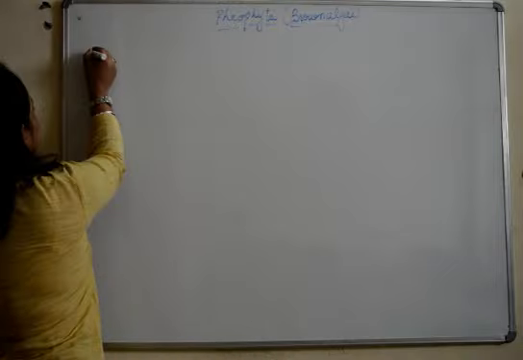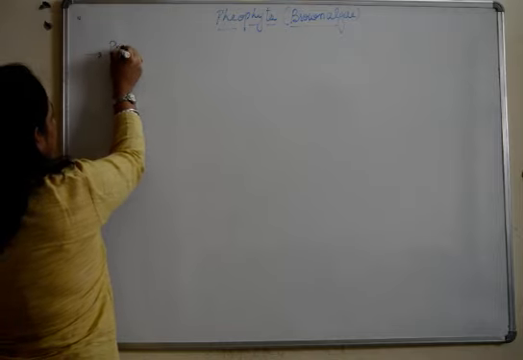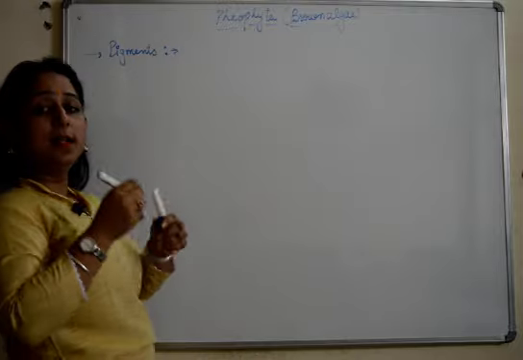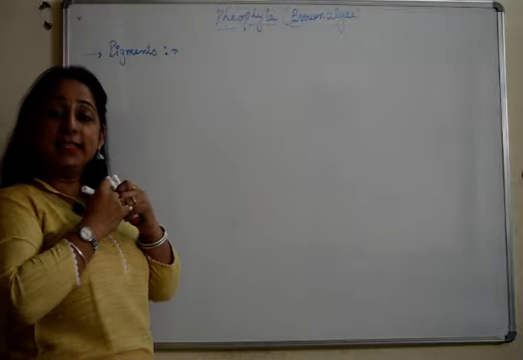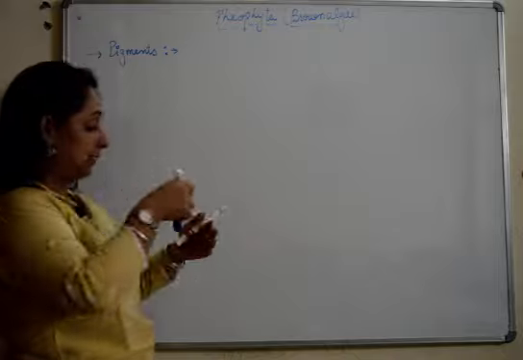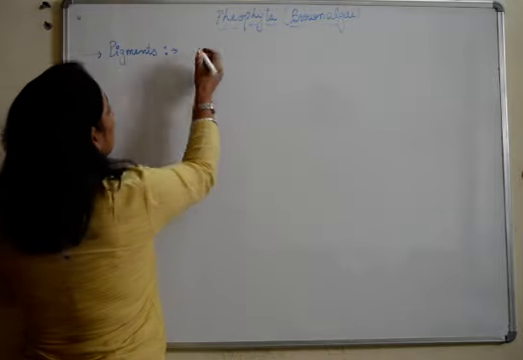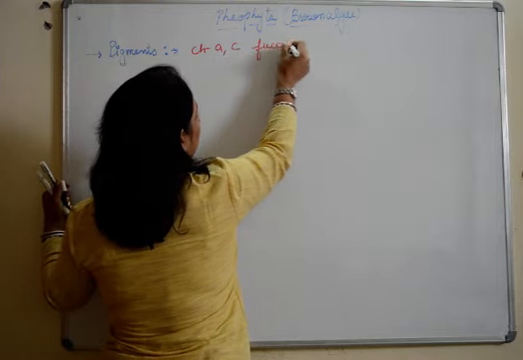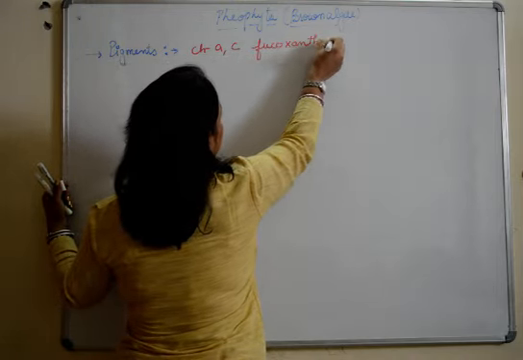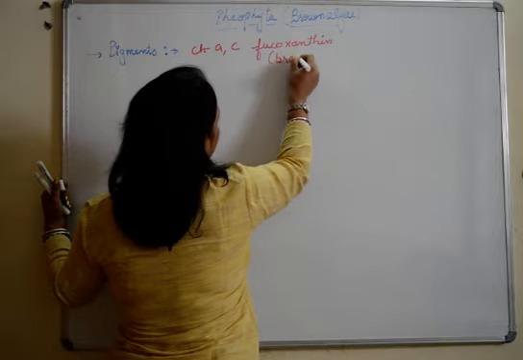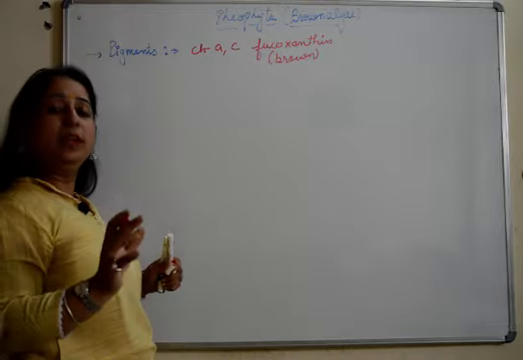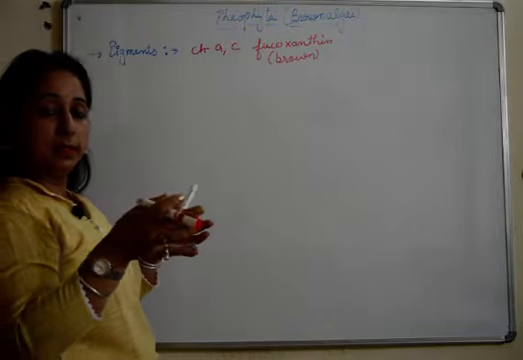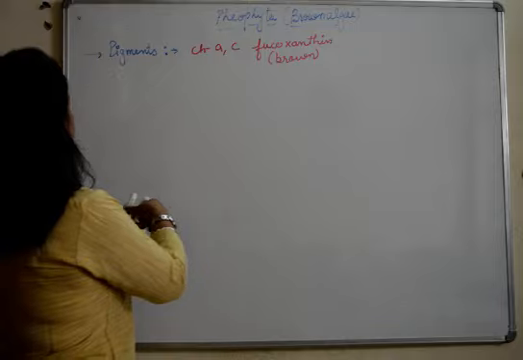So the first characteristic would be the pigments. The pigments present here are chlorophyll A and C and fucoxanthin. Now this fucoxanthin is the brown colored pigment which gives it a brown color. Here I'll be discussing the examples and simultaneously their characteristics.